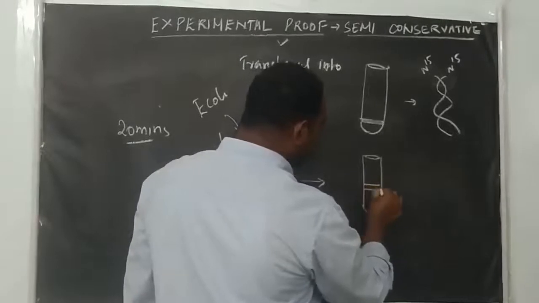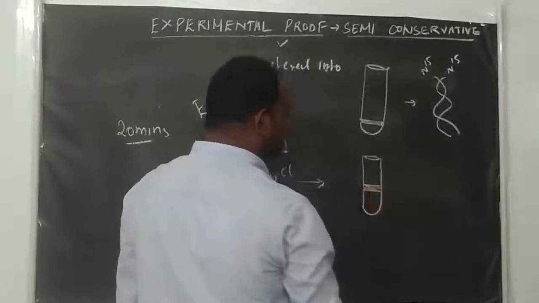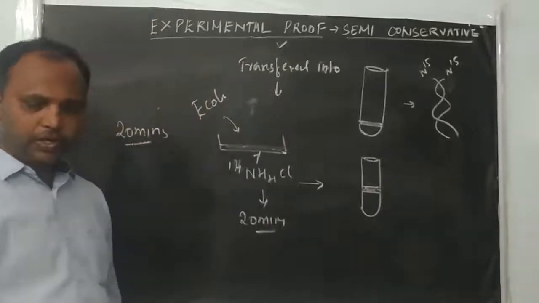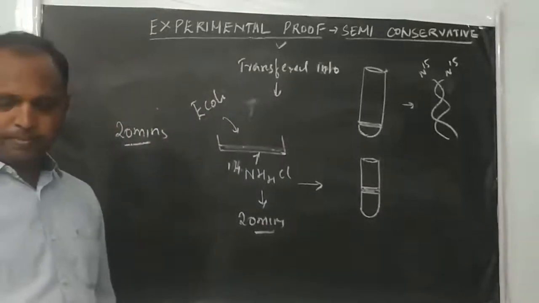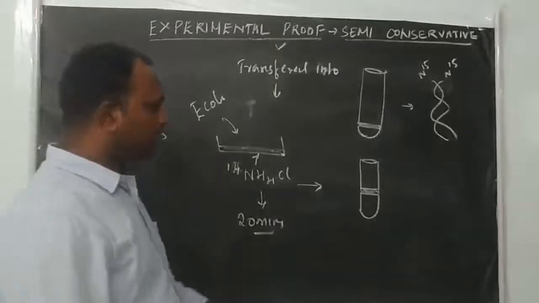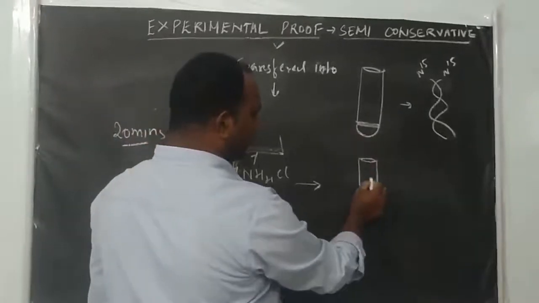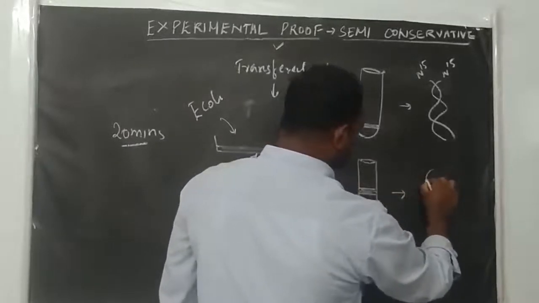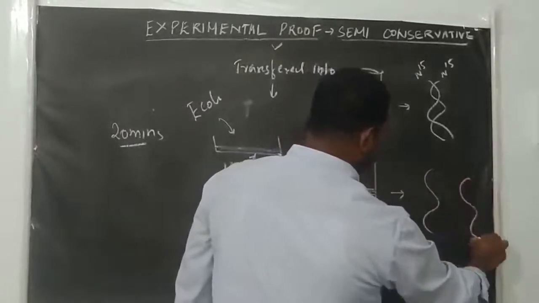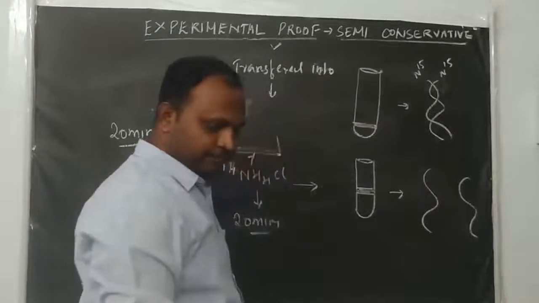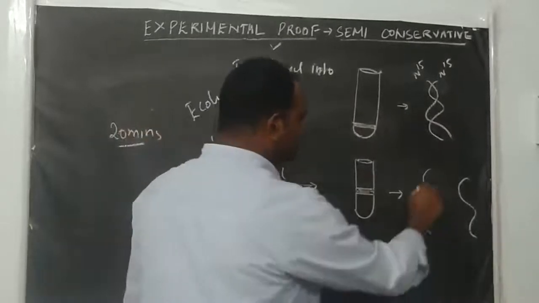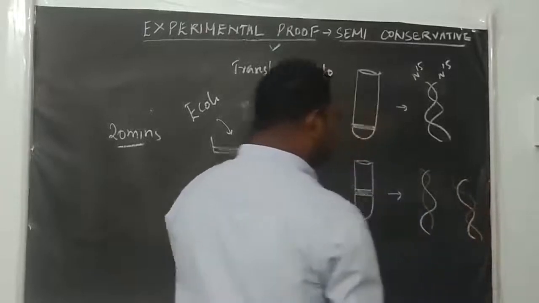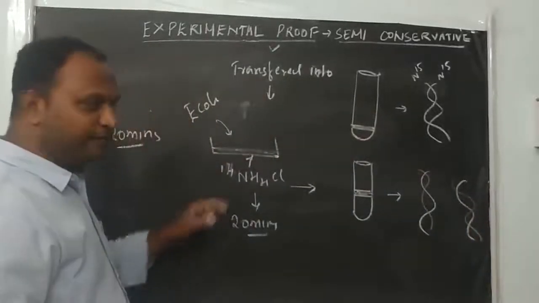They got only one single band, but that single band is not at the bottom and not at the top either. Somewhat intermediate band we got, somewhat above the bottom level. Both strands act as a template from this N15, and for synthesis of the new strand, only N14 is incorporated.